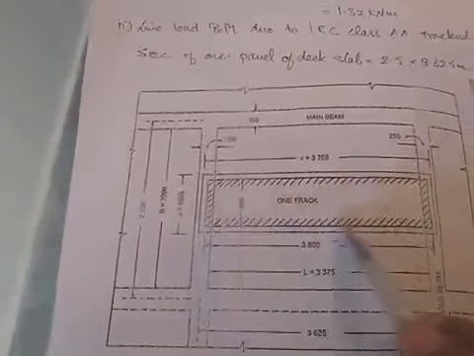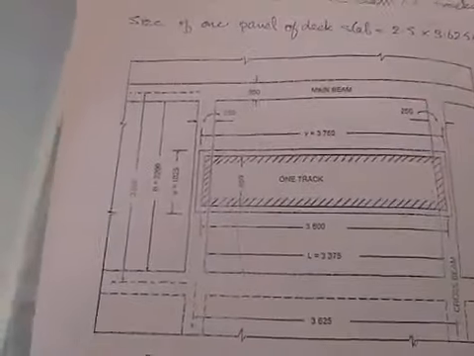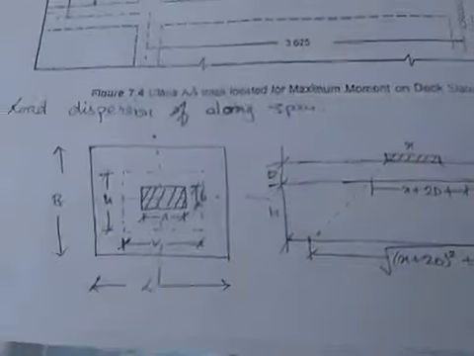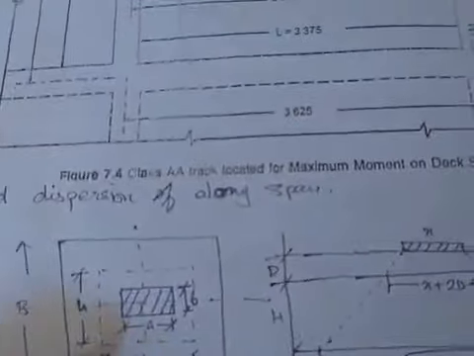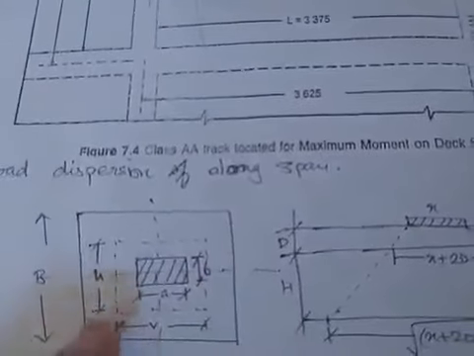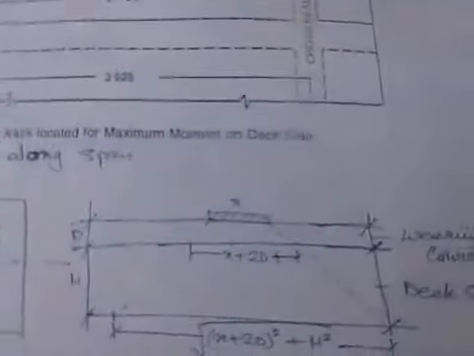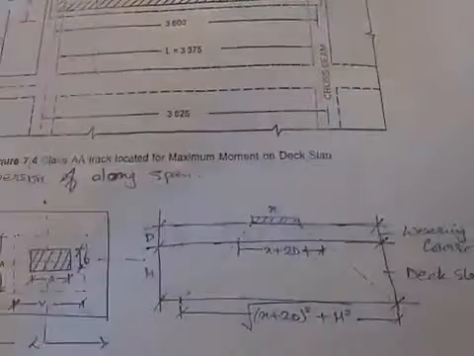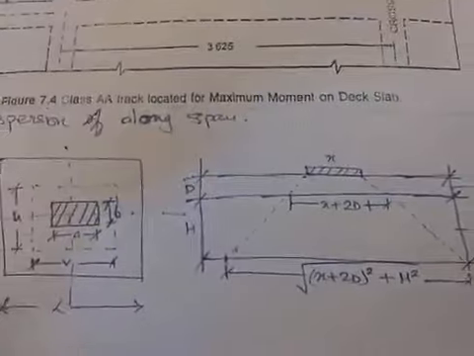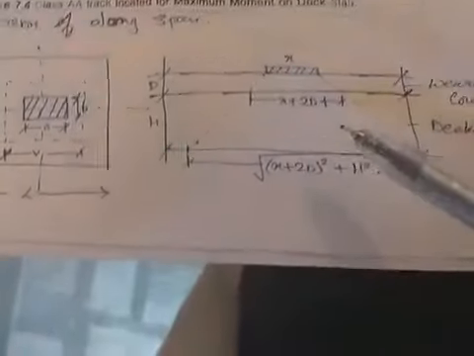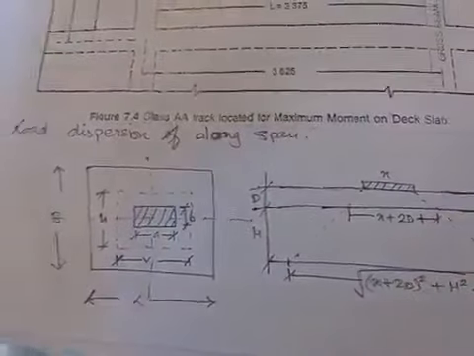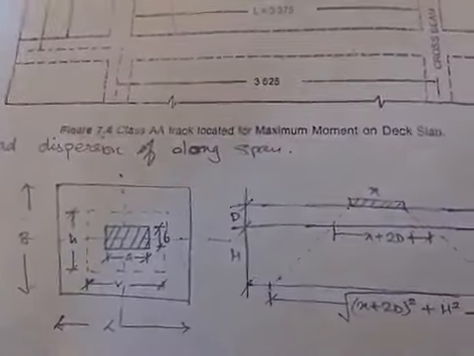So let's say one track is going to be covered over here. Now the load dispersion is calculated in such a manner. You can see that u is in terms of b and v in terms of a, and the load is dispersed like this: x plus 2d, where 2d is the thickness of the wearing course and h is the thickness of the deck slab. So this formula is given by the square root of x plus 2d whole square plus a square. So this gives me the load dispersion.